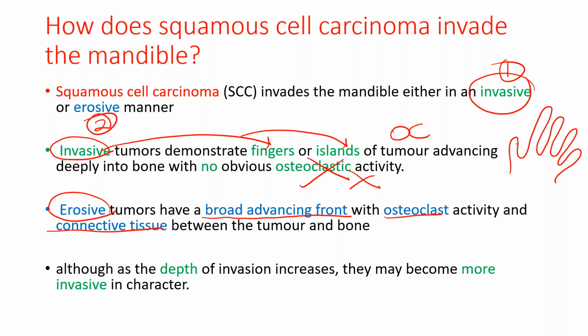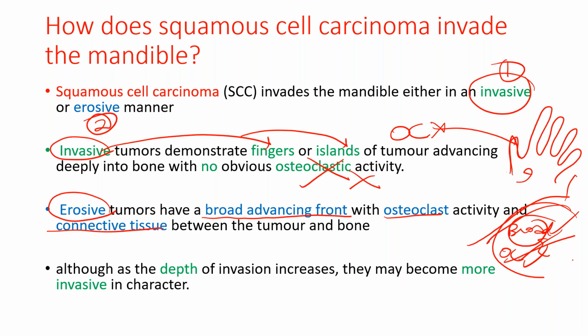So if invasive is like a finger, erosive is like a hand. It is a broad one. So osteoclastic activity is present here, and osteoclastic activity is absent in invasive. Invasive is like a finger. Erosive is like a broad hand.